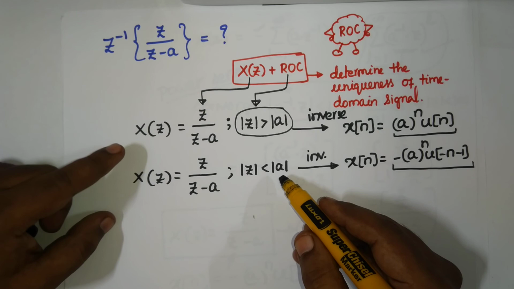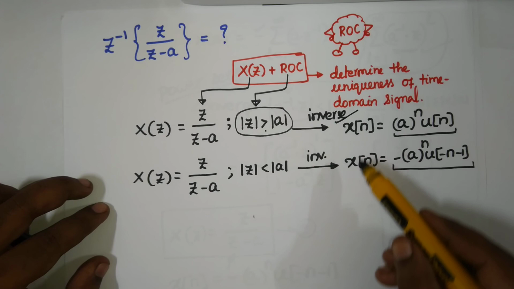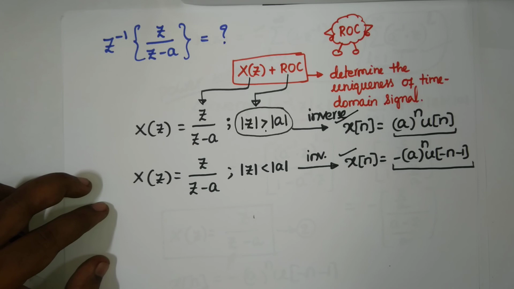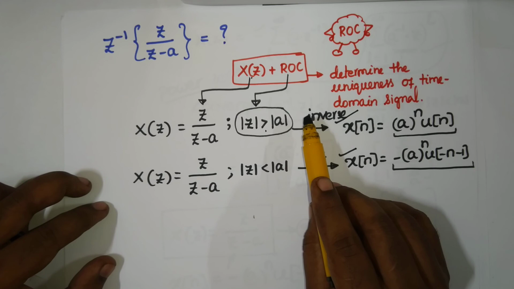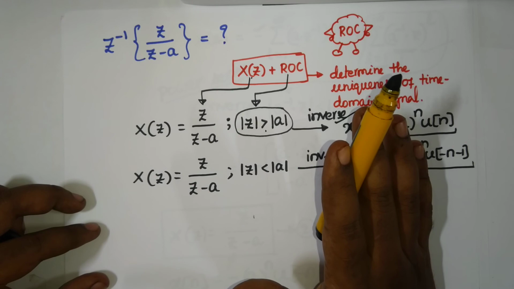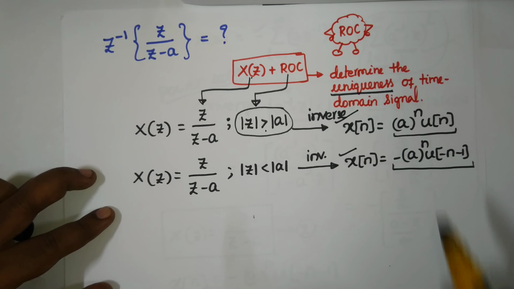Now finally, what could we say? The Z transform along with the ROC determines uniqueness. If I took its inverse, I got this signal, and with the other ROC, I got this sequence. Therefore, only a Z transform is not that strong. Z transform plus ROC is very important. So in competitive examinations, you will see most of the questions with ROC. Whenever they ask you any Z transform question, somehow they will try to introduce the region of convergence in the question, because the beauty is it can determine uniqueness.